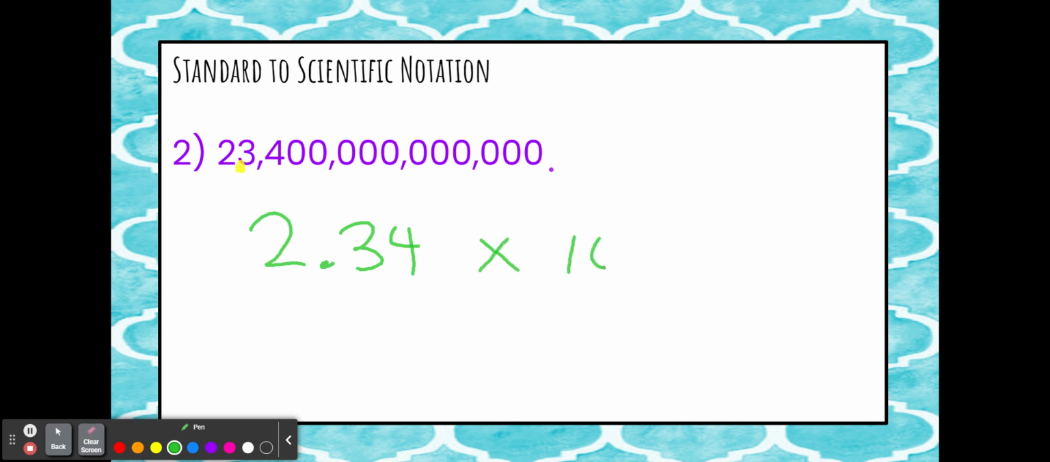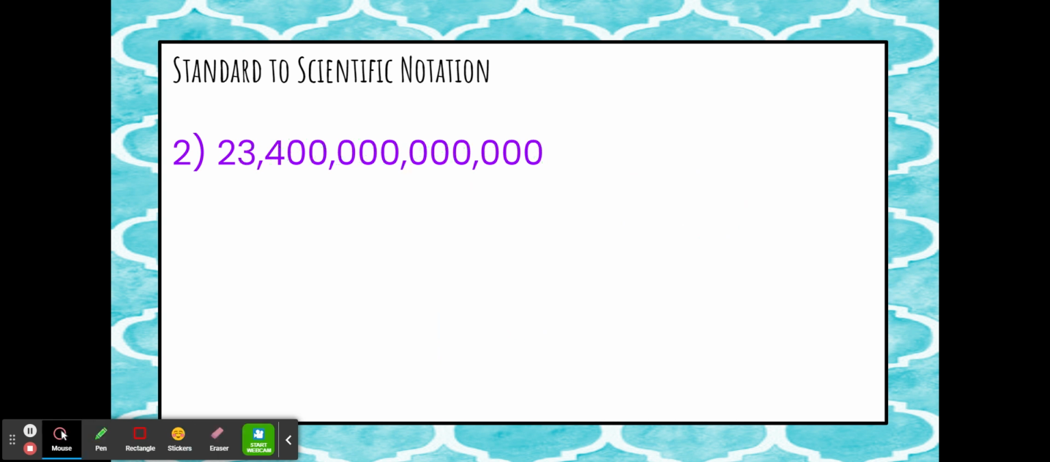So times 10. Now my decimal is here. It used to be there. How many digits are there now in between? 1, 2, 3, 4, 5, 6, 7, 8, 9, 10, 11, 12, 13 place values. That's my exponent. Not 13 zeros, 13 place values. And the number is greater than 1, so that is a positive exponent.